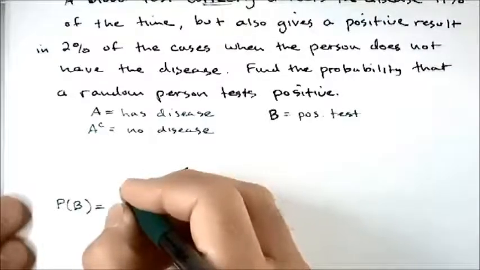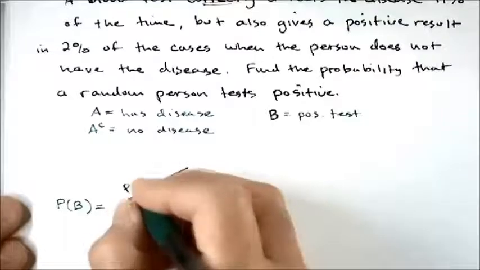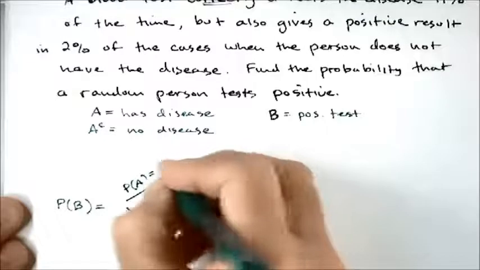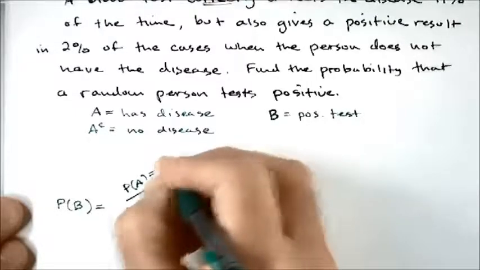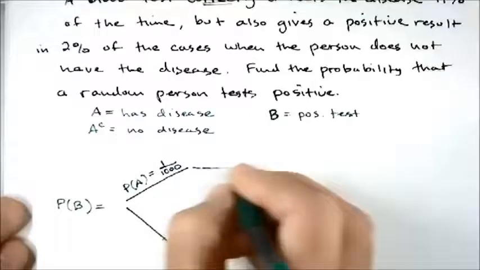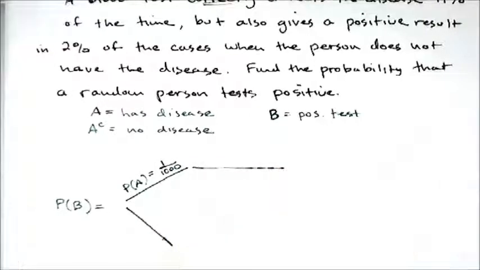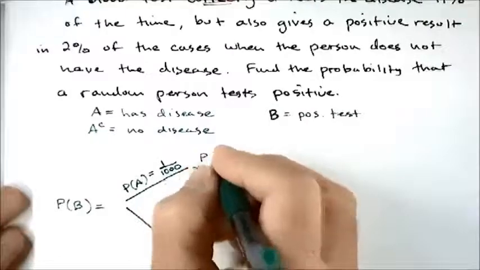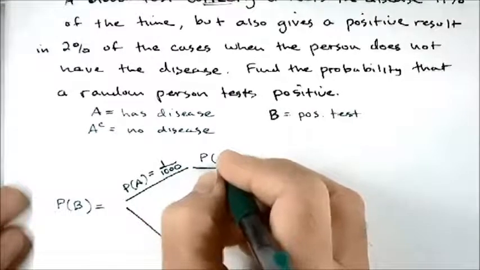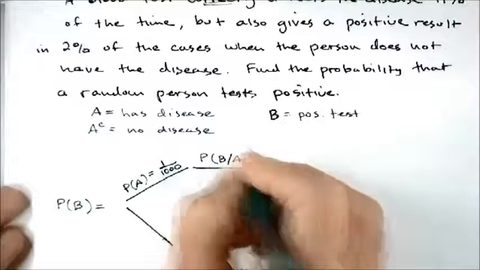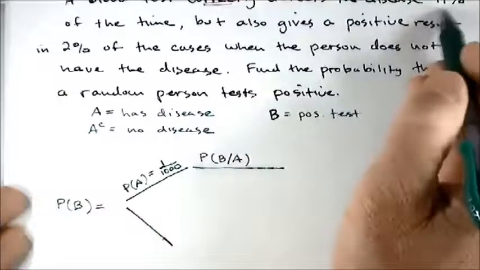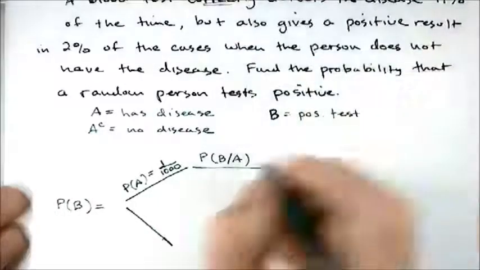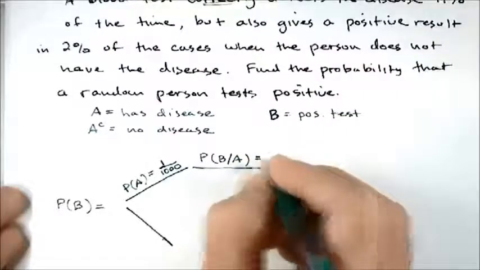So the first thing is to consider the people who have the disease, which is 1 out of 1,000. And then the probability that they test positive given that they have the disease, right? So this 99% is actually a conditional probability, isn't it? That's the positive test given that they have the disease. So that would be 0.99.